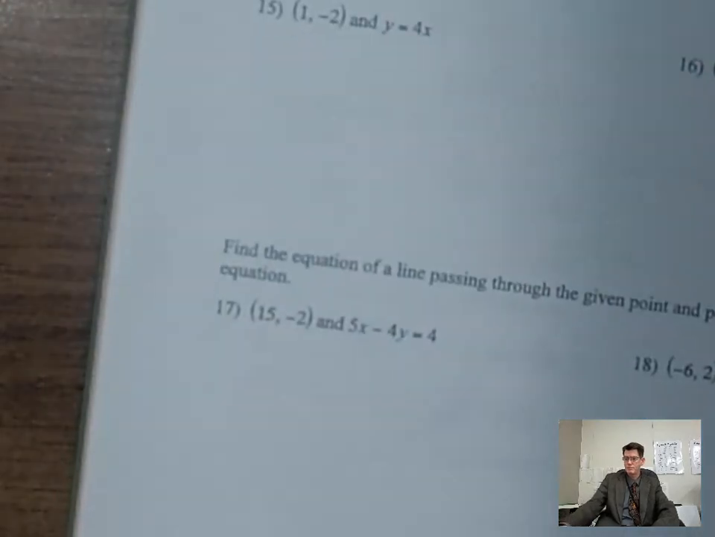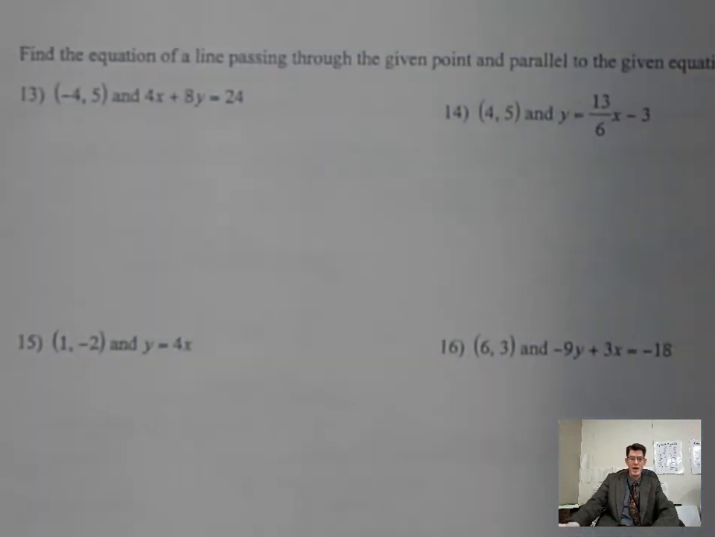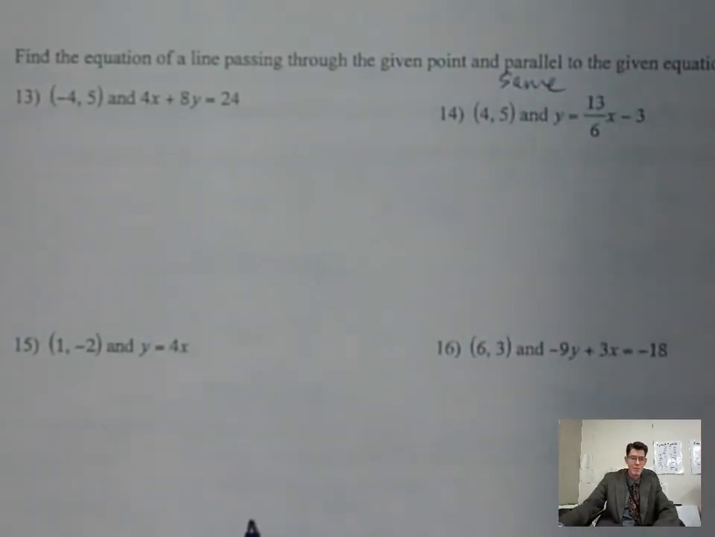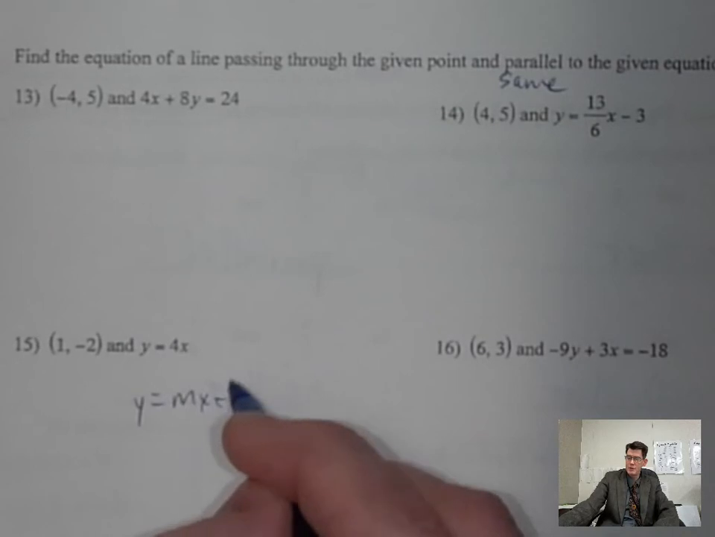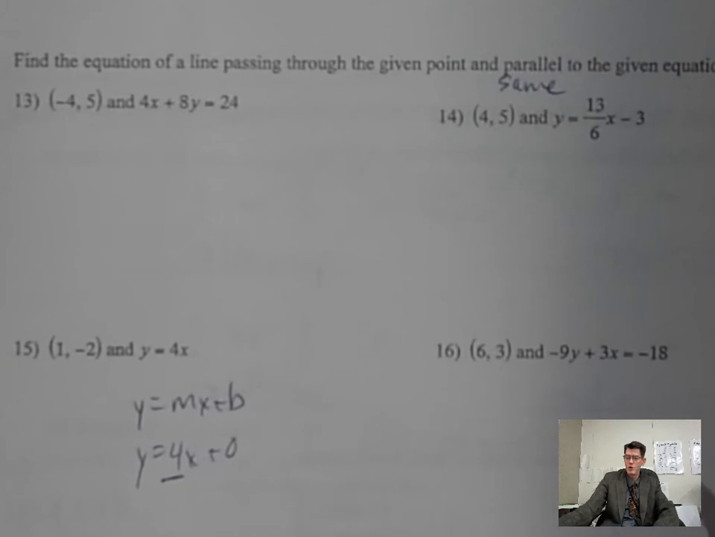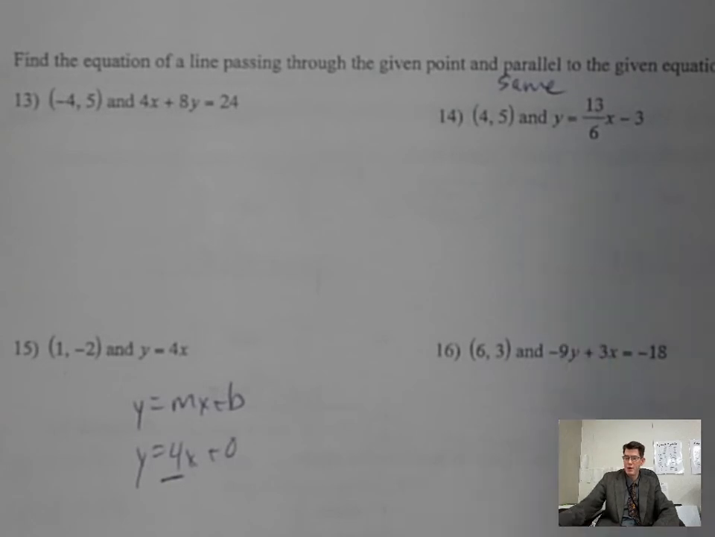All right, turning over to page 68. Find the equation of a line that passes through the given point and is parallel to the given equation. So it's going to have the same slope. For example, right here, what's the slope on this one? Y equals mx plus b on this one means it's y equals 4x plus 0. So 4 is the slope. And then you would put the slope into this equation with that point. Same thing over here. On this one, the slope is already given to you. It's 13/6.